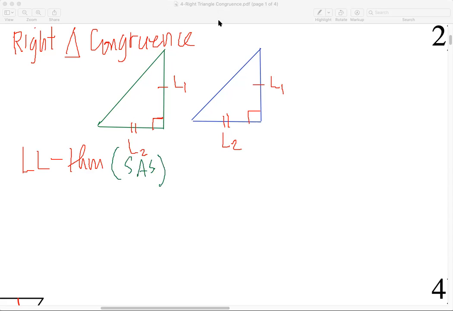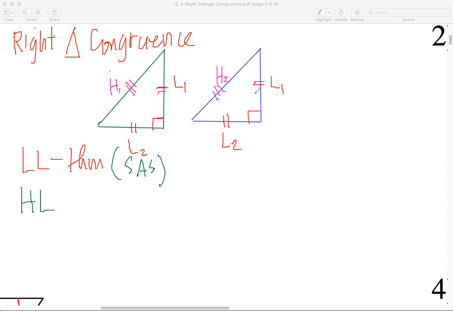Now, another theorem for right triangle congruence is what we call the hypotenuse leg. How do we determine if it's hypotenuse leg? From the name itself, we will be using the hypotenuse and the leg of the triangle. So, for example, this is our hypotenuse 1, and this is our hypotenuse 2. And if we're going to consider one leg here, so that's another leg.